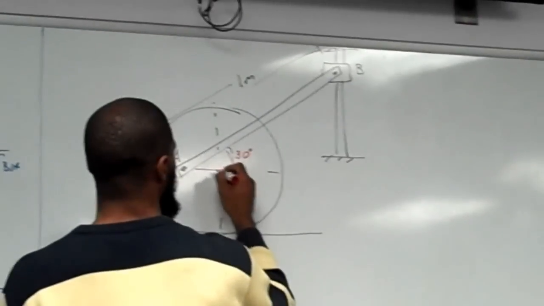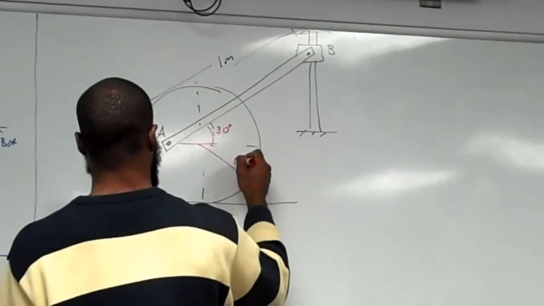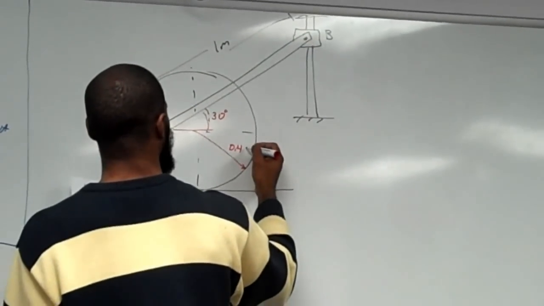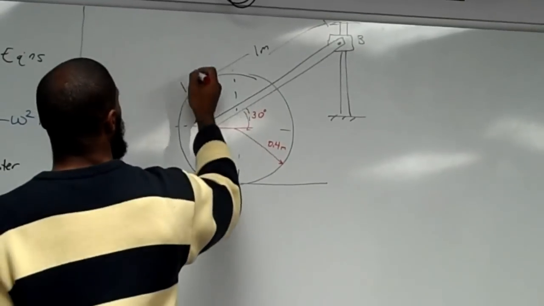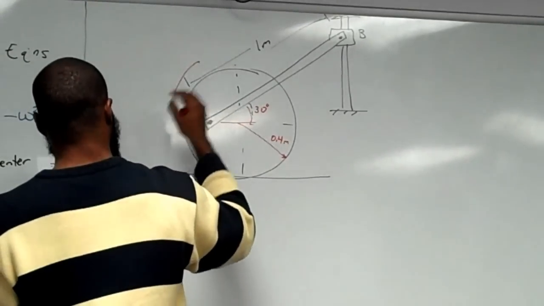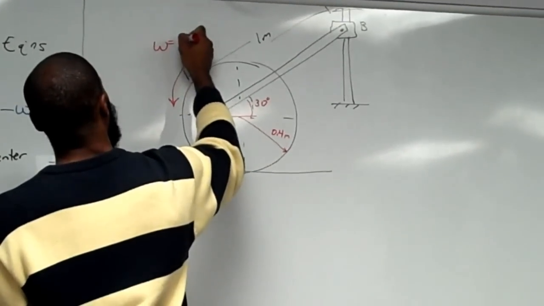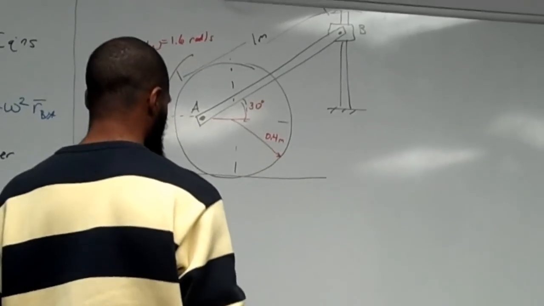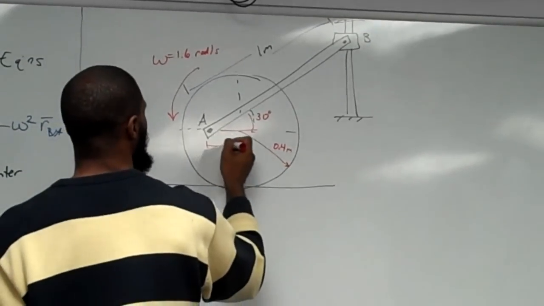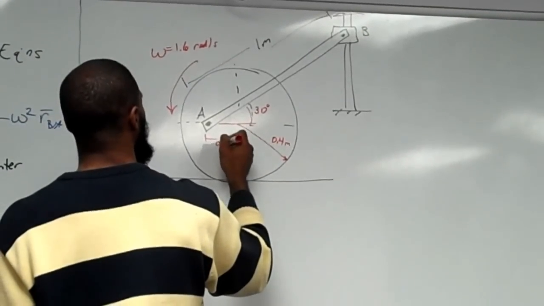And it's got a radius of 0.4 feet, or meters. I keep everything in meters. I like the metric system. And it's got an angular velocity at this moment of omega equals 1.6 radians per second. Is what we're dealing with. Okay? And the distance from here to here is 0.2 meters.